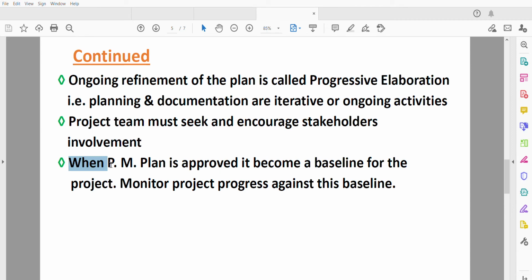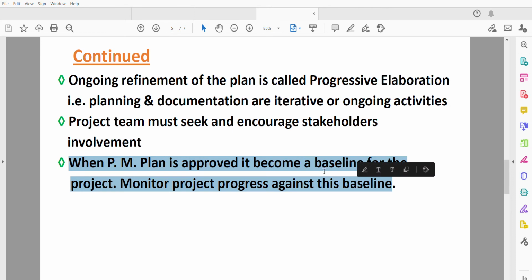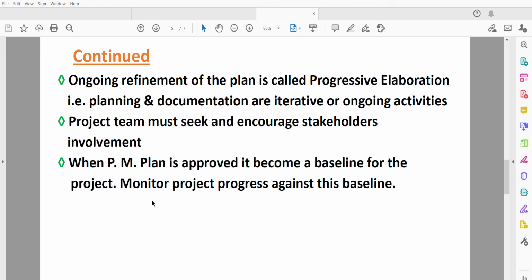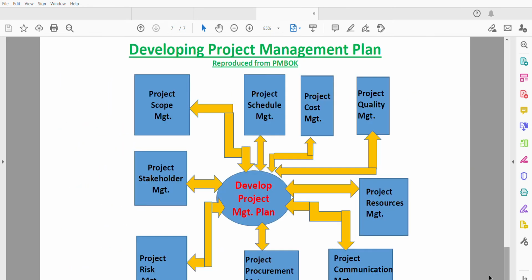When the project management plan is approved, it becomes a baseline for the project. So during the execution of the project, we monitor the project progress, where we are, how much we spent, what activities we have completed, and so on. This progress we compare to the baseline, which is the project management plan, in order to see where we are.